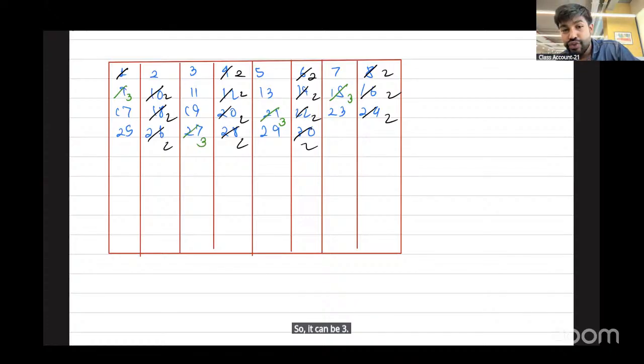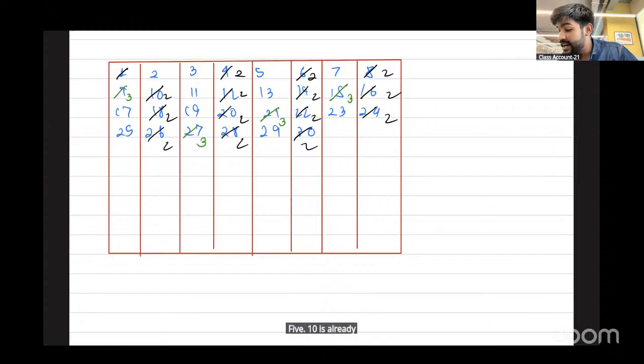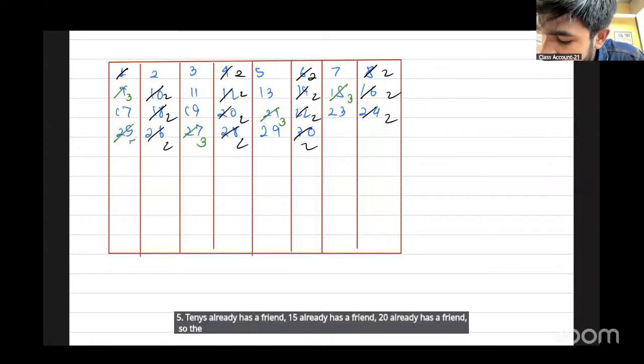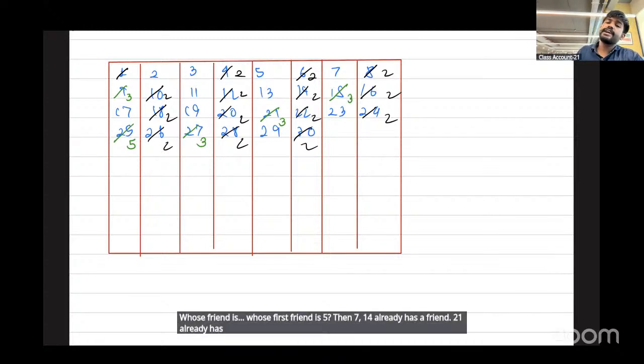Now let's go to 4. 4 is already taken. Then 5: 10 already has a friend, 15 already has a friend, 20 already has a friend. So 25 would be the very first number whose first friend is 5. Then 7: 14 already has a friend, 21 already has a friend, 28 already has a friend. Now everyone has a friend.